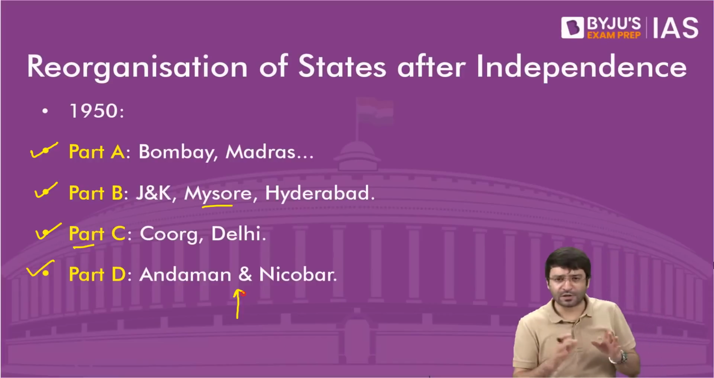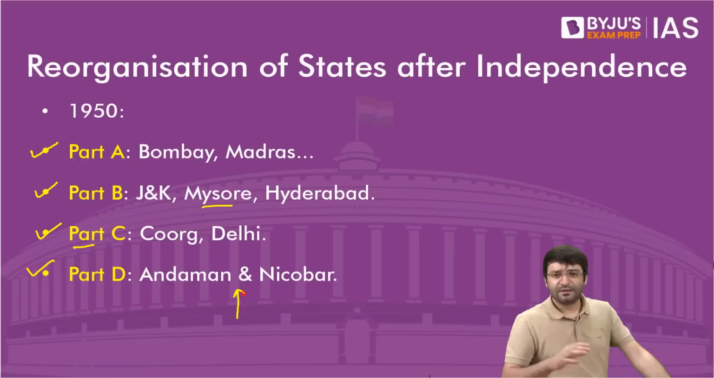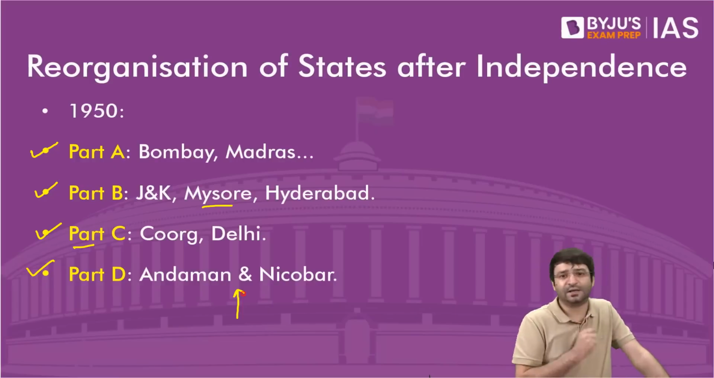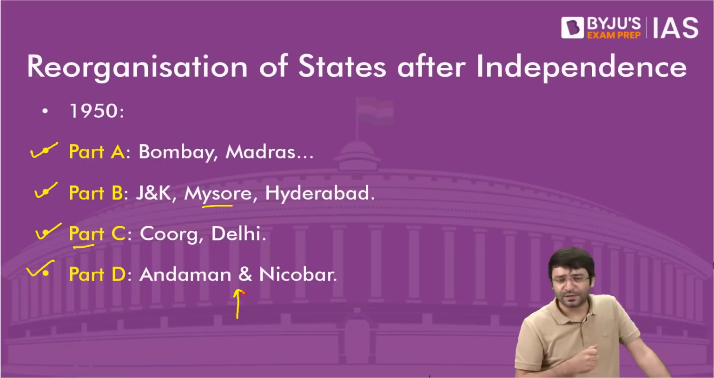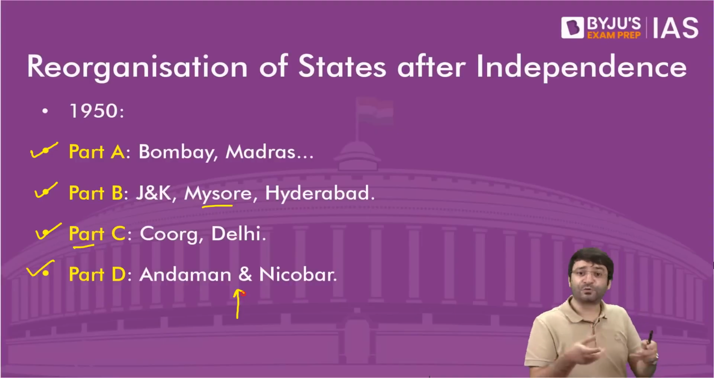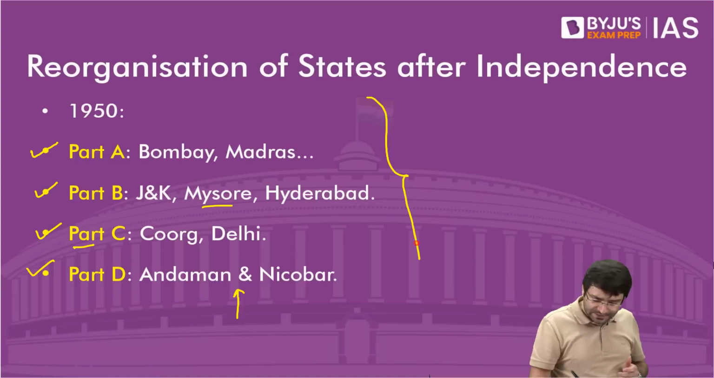So, long story short, in 1950, when the Constitution was enacted, we had Part A areas, Part B areas, Part C areas, Part D areas. Part A, which were previously under Governor General, for example Bombay, Madras, and so on. Part B, which were previously princely states. Part C, which were previously under Chief Commissioner. Part D, Andaman and Nicobar. Now, the question was, how do we reorganize this entire country?